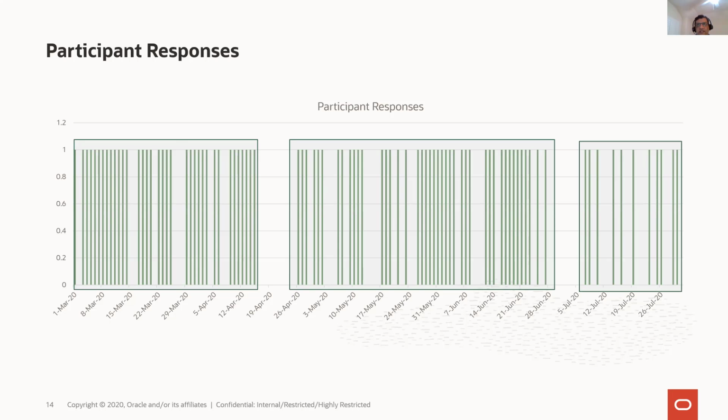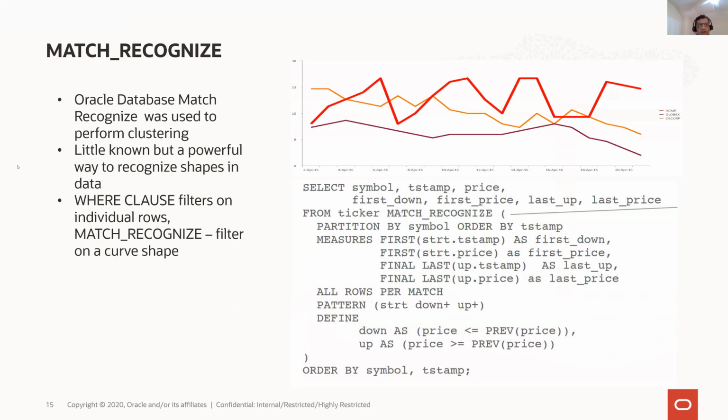So now let's take a look at the secret sauce behind how this logic was built. We used Oracle's MATCH_RECOGNIZE feature to do clustering in both cases. It's a very powerful but little known feature in the Oracle SQL language. The way to think about it, it's basically a where clause for shapes. The regular where clause checks individual rows, whereas MATCH_RECOGNIZE can detect a shape in the curve and return that subset of the graph to you.